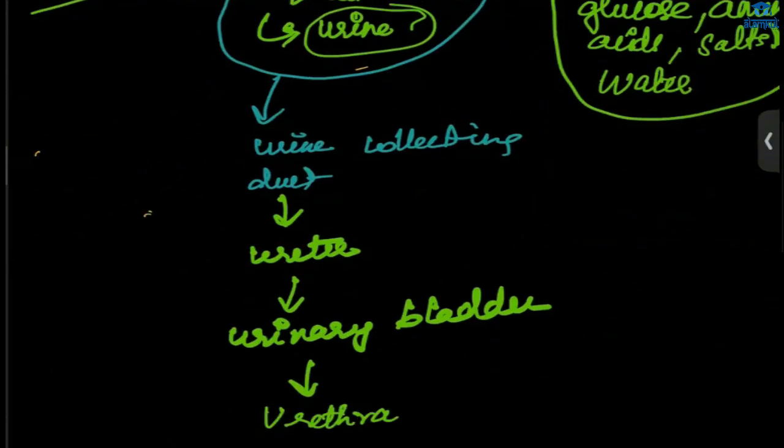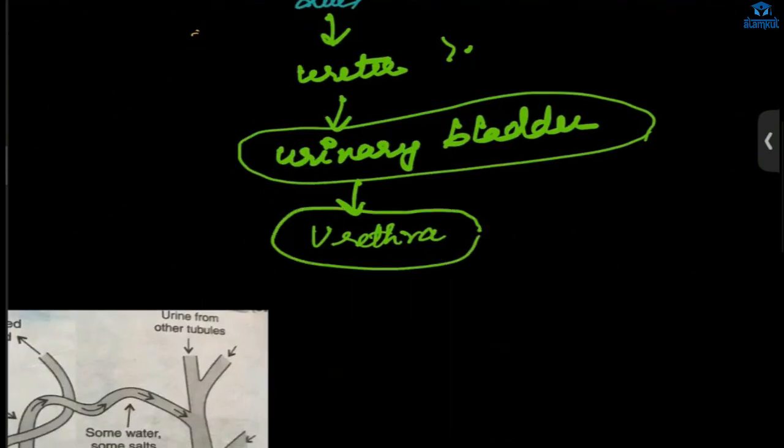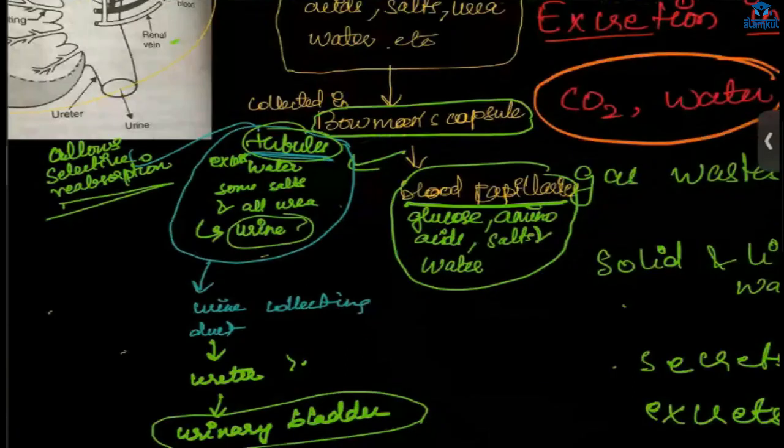And from there it will go to the ureter. From there it will be collected in the urinary bladder, and from there through the urethra it will be excreted out. Urine will come out. Okay, yes or no?